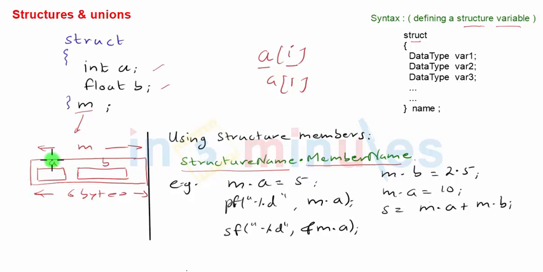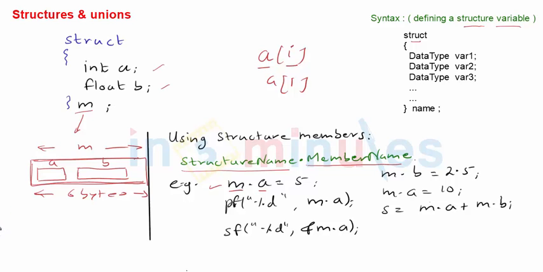Now, for example, here m is a structure and a and b are the members. To access a and b, we can use this notation: m dot a equal to 5. We can read it in a bit of another way: a of m structure is equal to 5. Then we want to output the value of a. How can we output it? We want to output a.